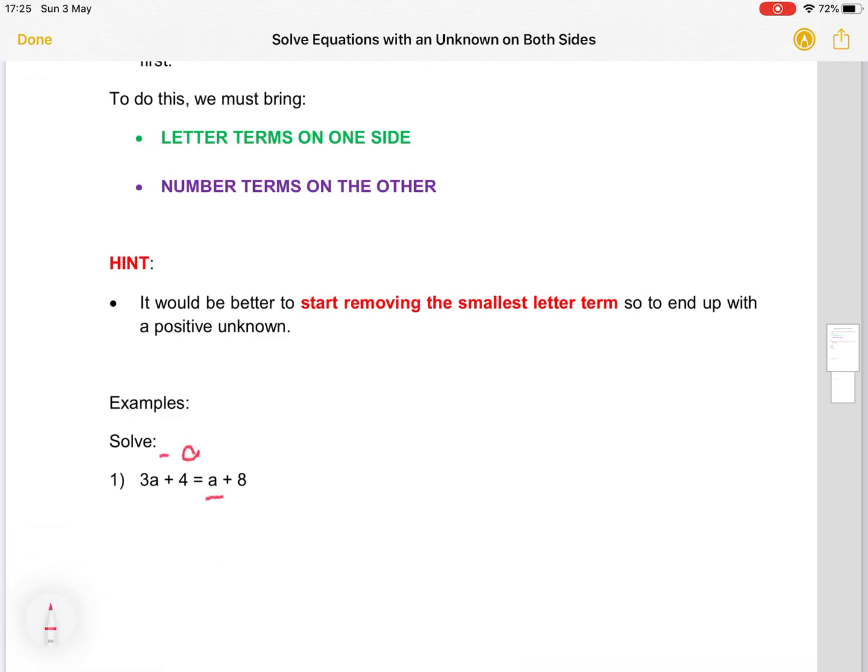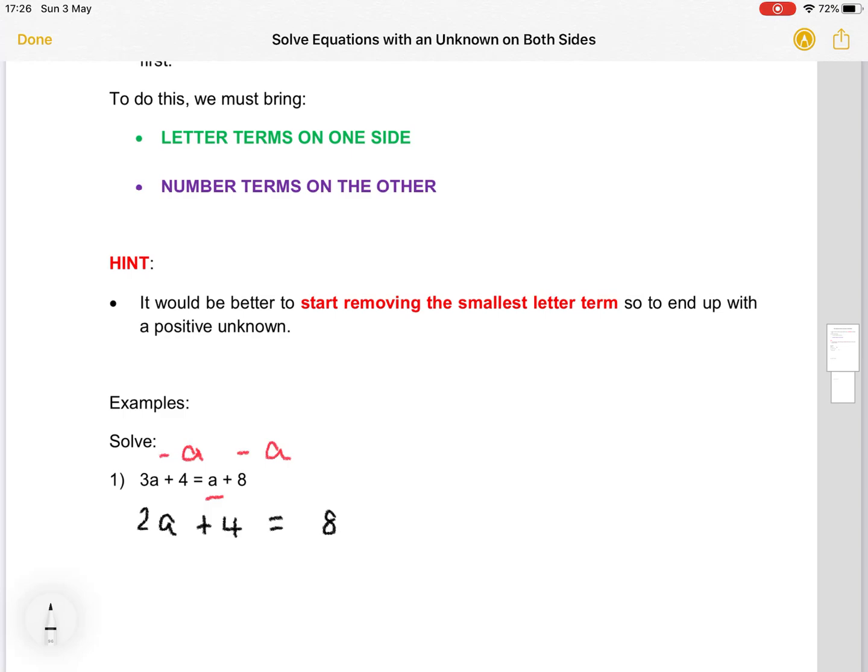So I subtract the left hand side by a and subtract the right hand side by a. In that case, we end up with 3a minus a, it's 2a plus 4 equals, and on the right hand side we have a minus a, which is equal to 0, but then we have the number term plus 8, or 8. So now our equation is 2a plus 4 is equal to 8.